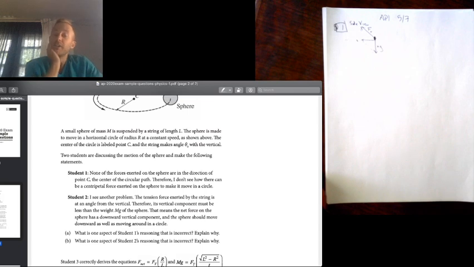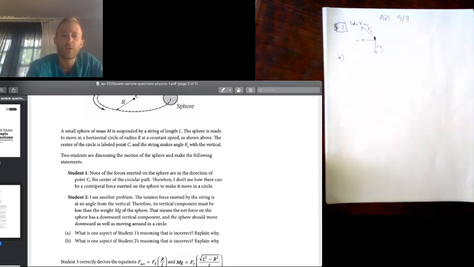Student 2, I see another problem. The tension force exerted by the string is at an angle from the vertical. Therefore, its vertical component must be less than the weight mg of the sphere. That means the net force on the sphere has a downward vertical component, and the sphere should move downward as well as moving around in the circle. Okay.